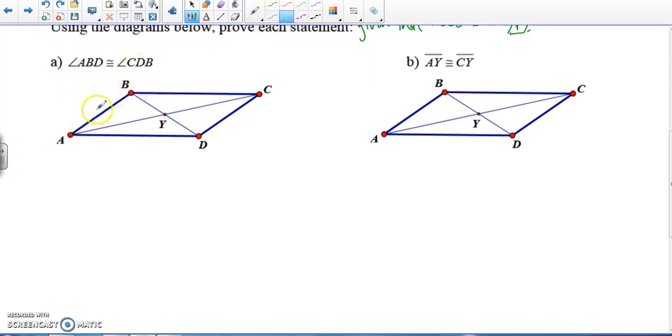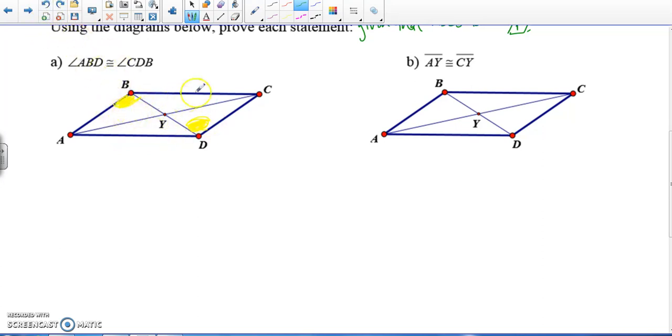So we're trying to prove that angle ABD, so that guy right there, is congruent to angle CDB, so congruent to that angle right there. Now, first thing, what some of you might think is that, well, it's a parallelogram, so the opposite angles are congruent. Remember, that only works if it's the entire opposite angle. These are just pieces. So that's not the right first step.